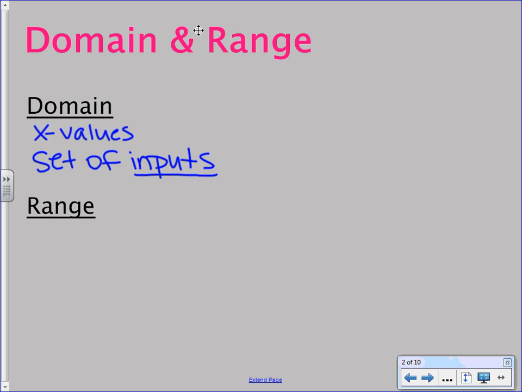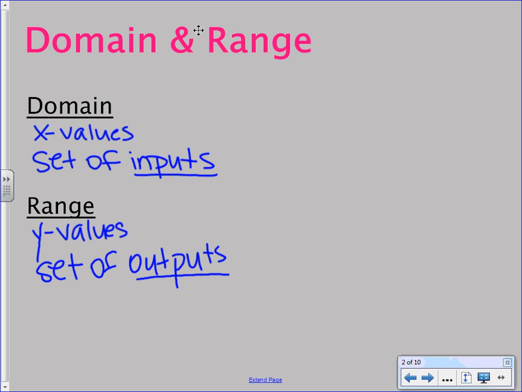What about range? The Y. Okay, these are all the y values that make sense for our equation. We could also describe them as the set of outputs. Okay, domain, all the inputs, range, all the outputs. Okay, now when we look on a graph, okay, domain is everywhere we have x values. The range anywhere we have y values, okay?